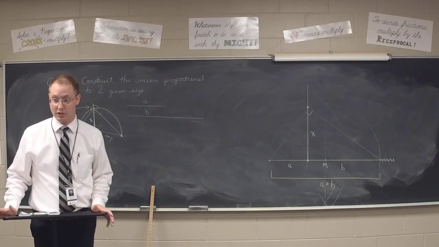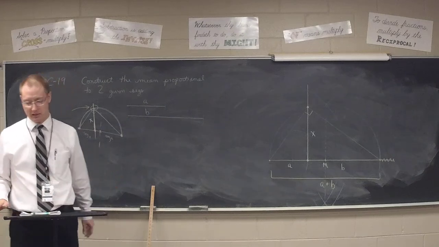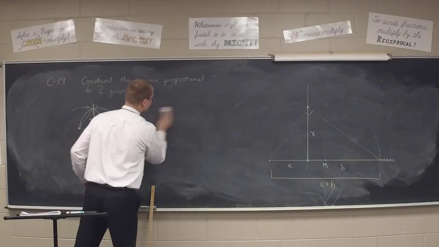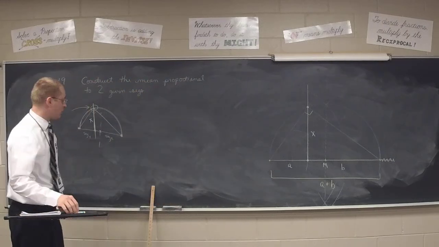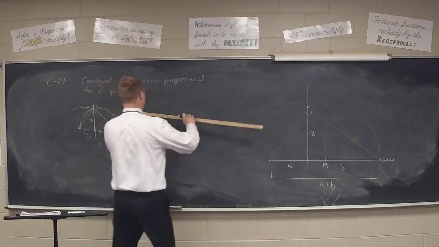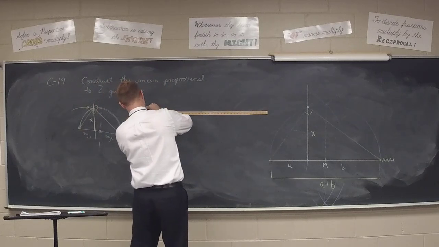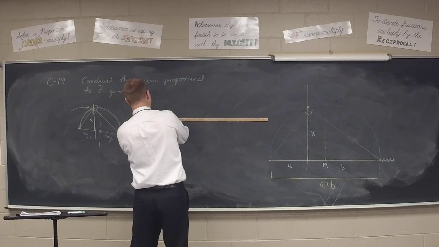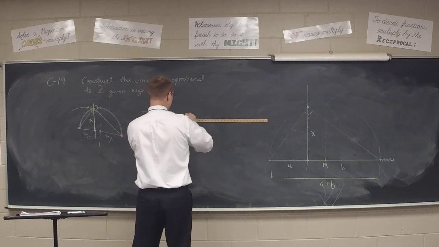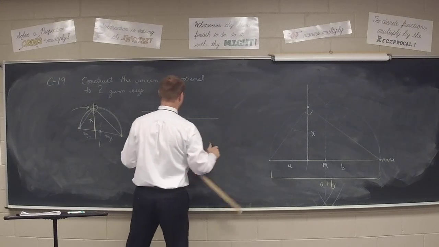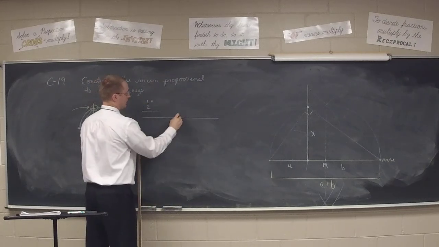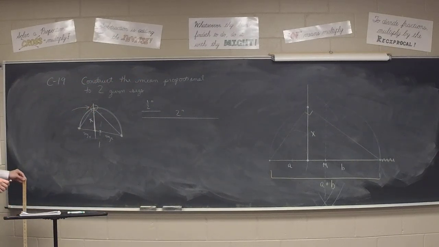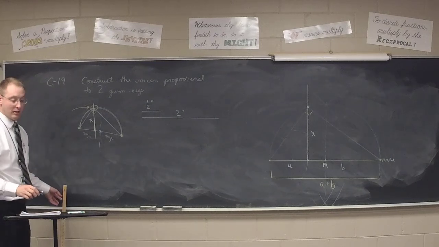Questions? Any other questions? Flip the paper over, let's practice again. This time, I want you to start by drawing a 1/2 inch line. Then I want you to draw a 2 inch line. So start with a 1/2 inch line, then a 2 inch line. And we're going to construct the mean proportional to 1/2 inch and 2 inches.